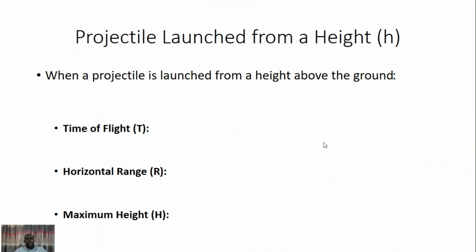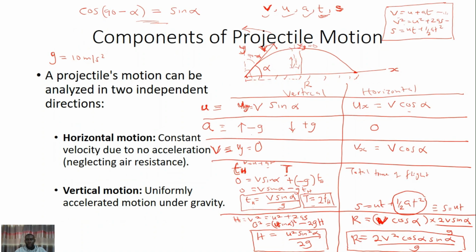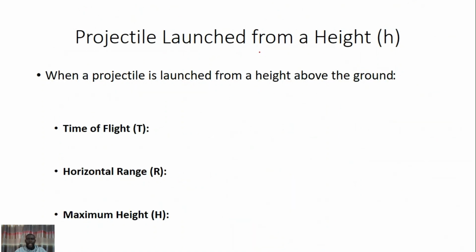Now, the projectile that we considered in the previous slide is the projectile that is launched from the same height. You can recall it is launched from the same height that it lands. Now, what about if the projectile is launched from a height? Let's say someone is standing here, and he launches a projectile that comes like this and lands here. So, how do you take care of that?